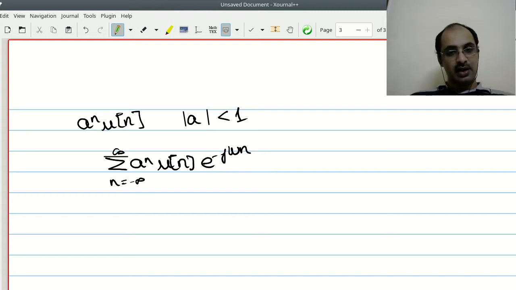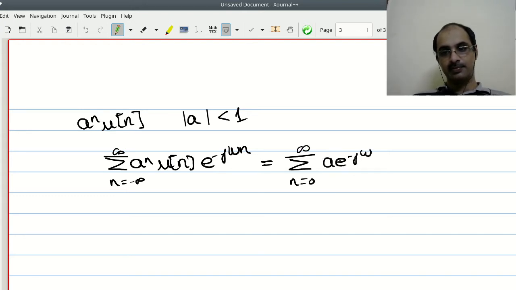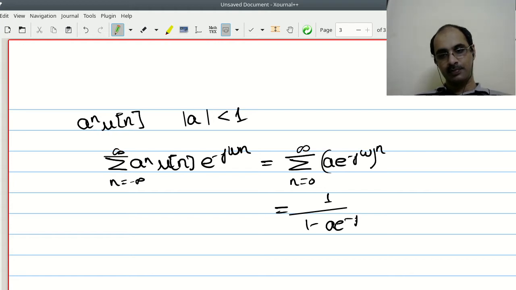Now notice that because there is u[n] inside here, I might as well just take the summation from 0 onwards. And I'll take this common. This is a geometric summation which can be summed because the magnitude of this is less than 1, and you get, okay, so this is the DTFT.